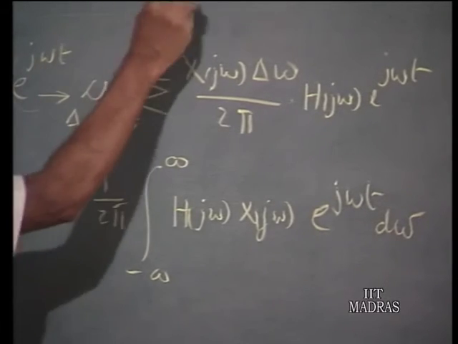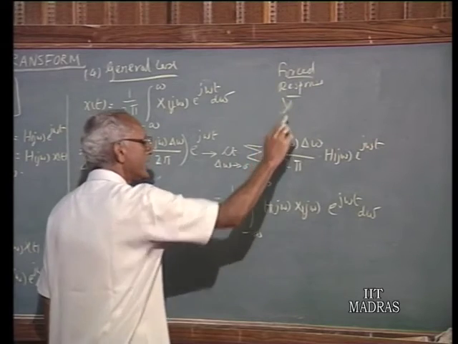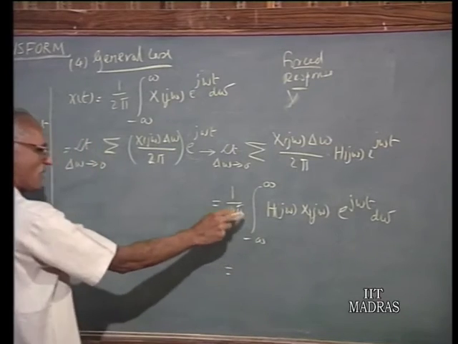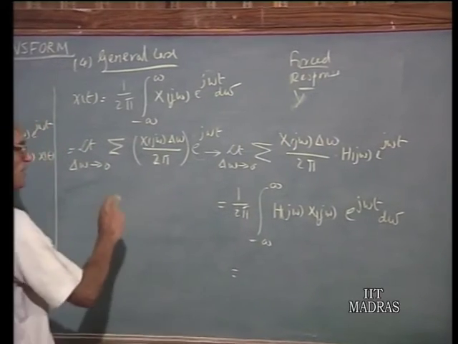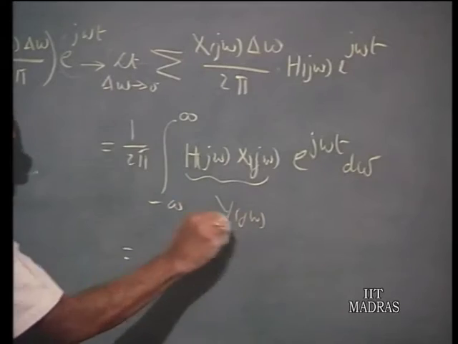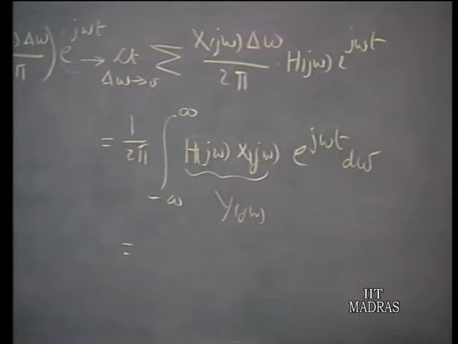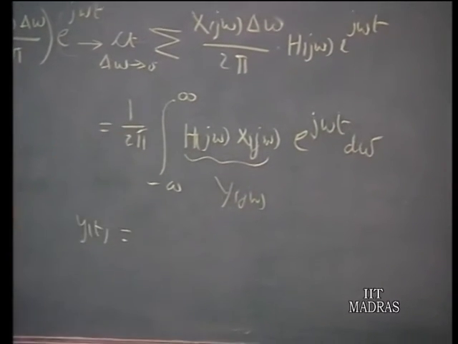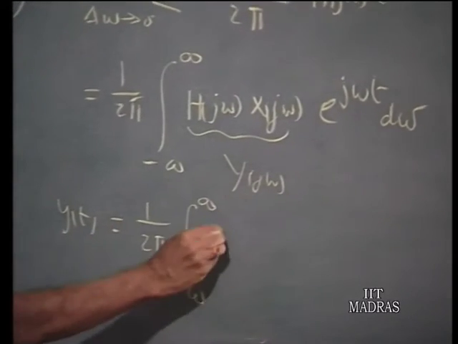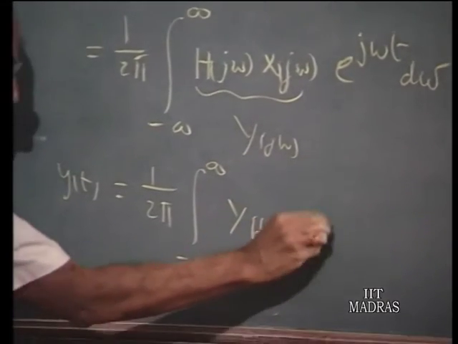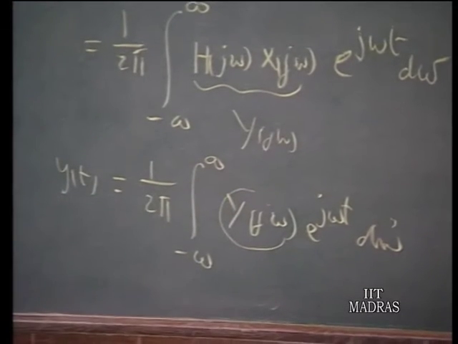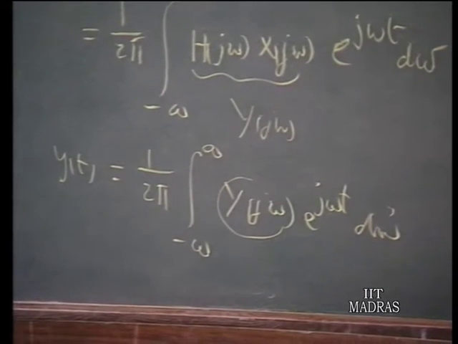So, if the response of this is y of t, then this can be written as, this is your y of j omega. Therefore, if this is y of j omega, then this will be equal to y of t. Therefore, y of t which is given by this quantity can be thought of as 1 over 2 pi, minus infinity to plus infinity, y of j omega e to the power of j omega t d omega. So, that means if this is the inverse Fourier transform of y of t, y of j omega must be equal to this.